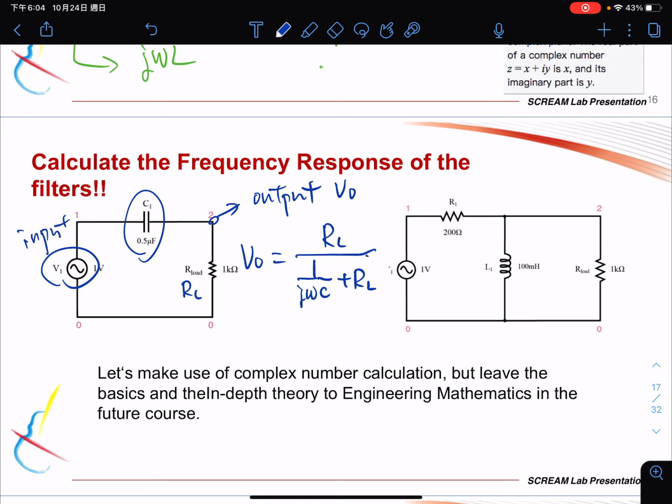And the numerator will be RL, right? So this way we can multiply j omega C to the numerator and the denominator. So it will be RL, we have the j here, we have omega C here, and we have 1 plus j omega RLC here, right?